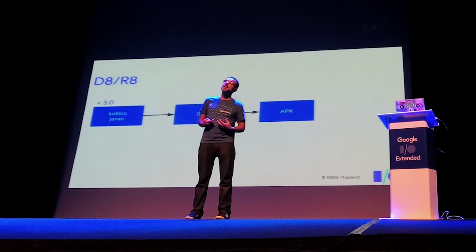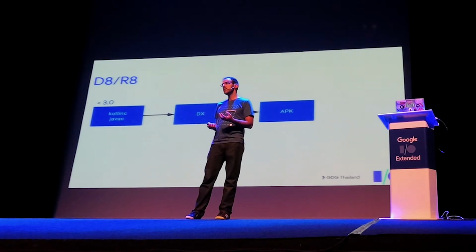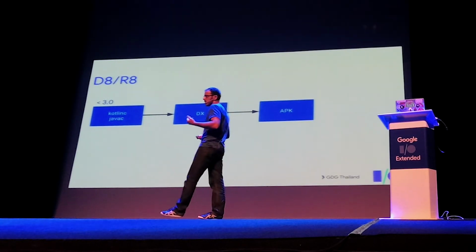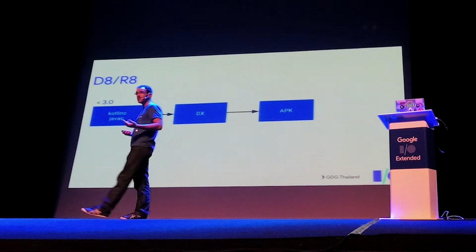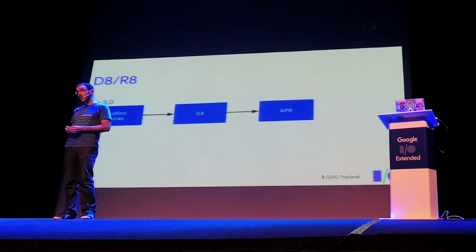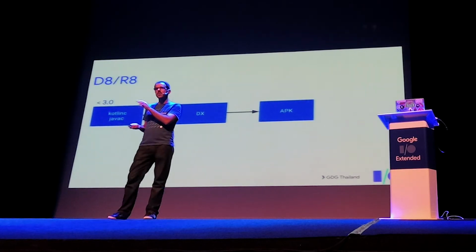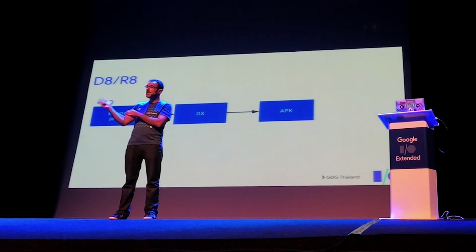And that's why we needed a new DEX compiler. By DEX compiler, I mean that once you have the bytecode of Java, you have to translate it into Dalvik bytecode. Before Android Studio 3, the plugin 3, this was the process: we have Kotlin and Java compilers, then dexing, and then the APK.